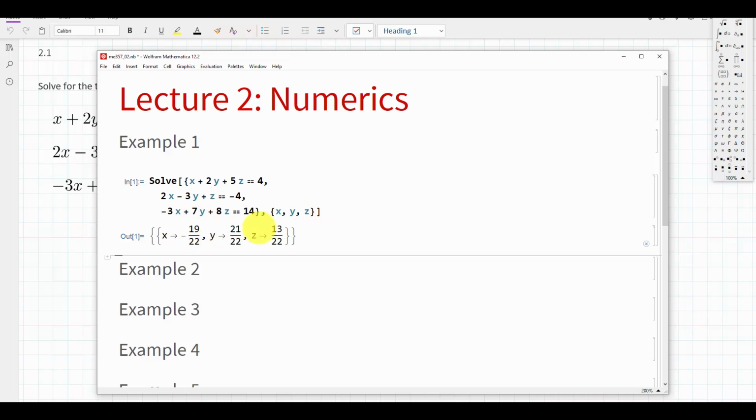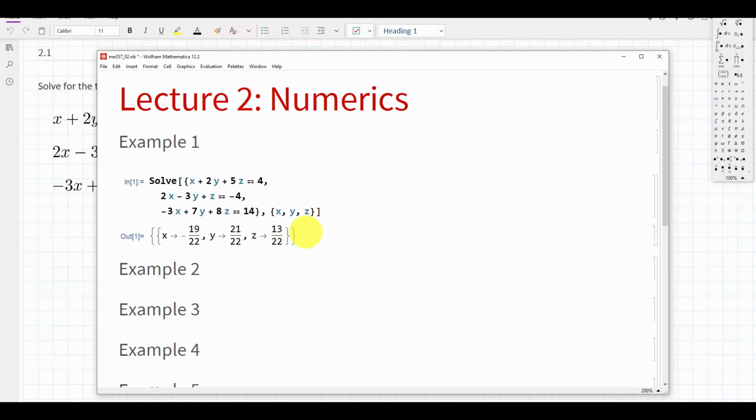So I ran it, and this is what it gives me. So notice it gives me this curly brace, and then these, really they're replacement rules, but they're giving me the values for x, for y, and for z that solve this. So I do get a unique solution for this collection of equations. So x is negative 19 over 22, y is 21 over 22, and z is 13 over 22.